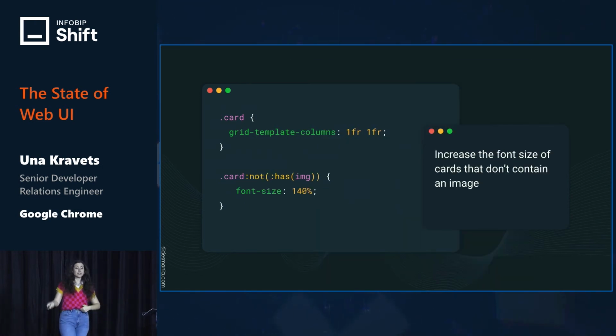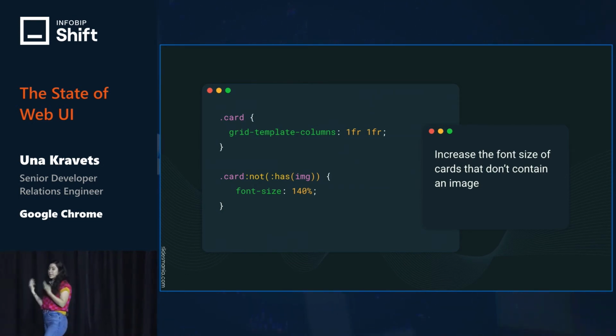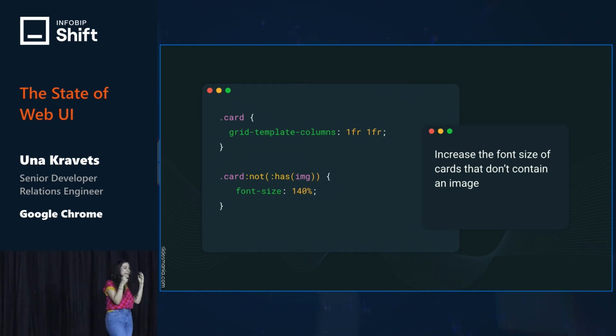So you can take this even further, and you can use not with has, one of my favorite combos, and you could write card:not(:has(image)) and increase the font size so that the cards without a visual image would have some more presence and take up more space on the page and not be so small.